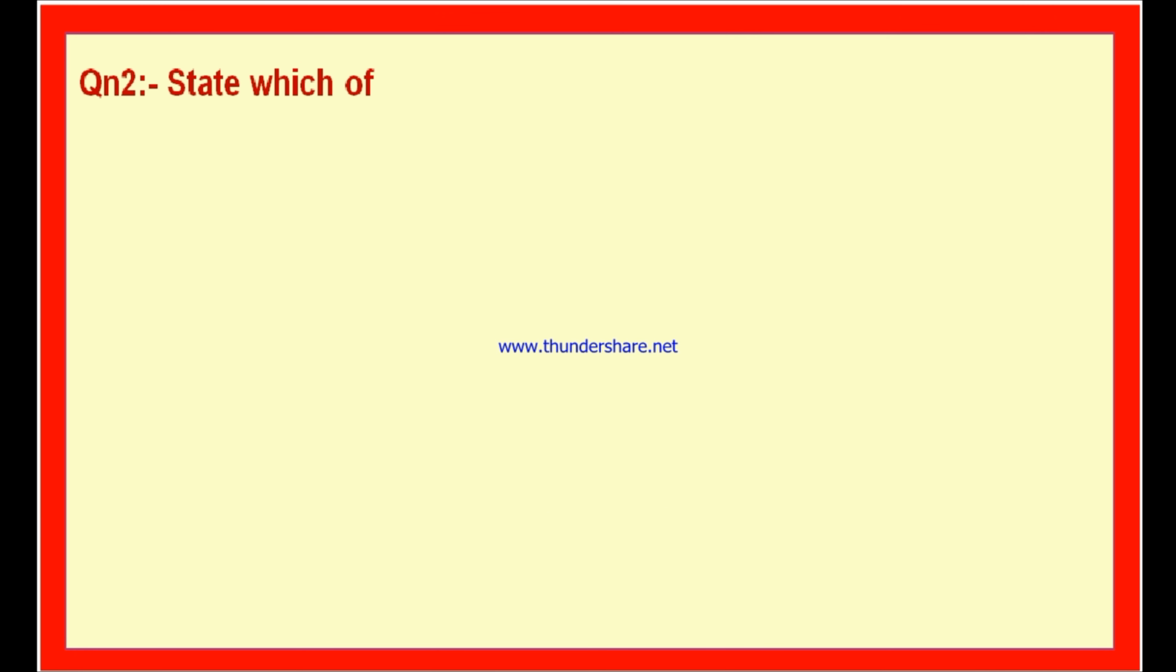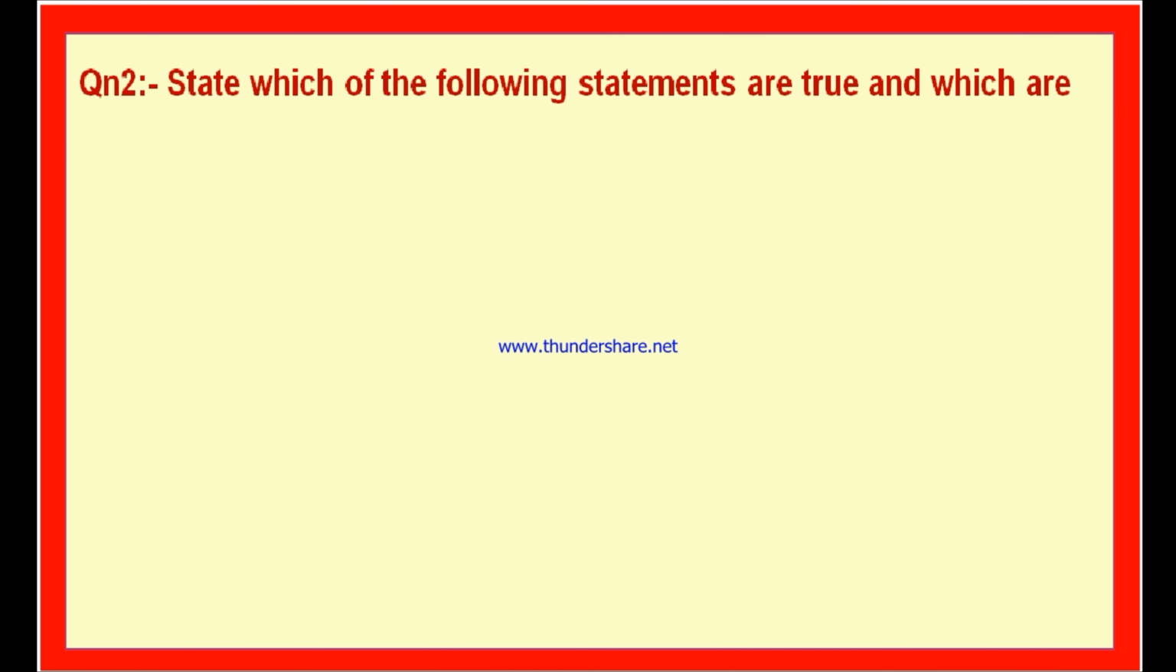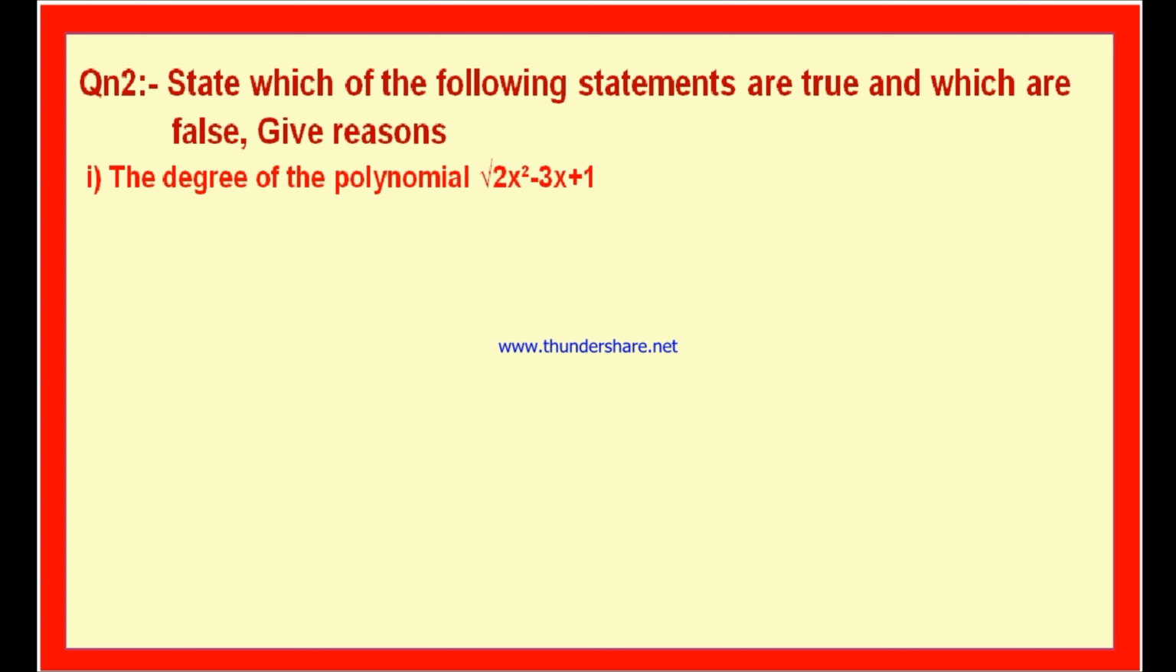Now, question number 2. State which of the following statements are true and which are false and give reasons. I shall repeat. State which of the following statements are true and which are false. Give reasons. First bit. The degree of the polynomial root 2x square minus 3x plus 1 is root 2.